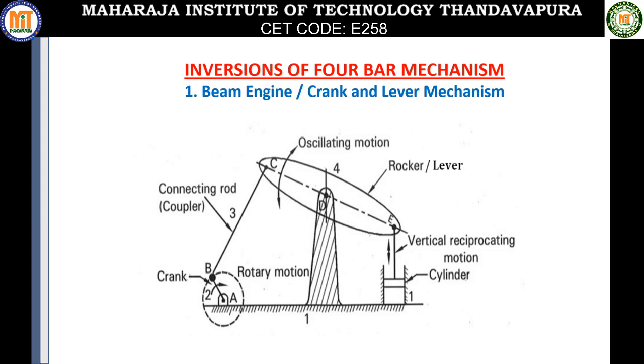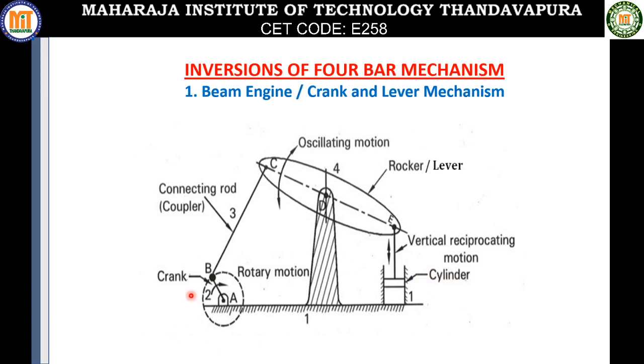Now let us look into some of the inversions of the 4-bar mechanism. By fixing different links at different stages, I get different kinds of motions or different kinds of mechanisms. Out of which the first one is the crank and lever mechanism, or commonly called beam engine. In this mechanism, the basic purpose is to convert the rotary motion at one end to the reciprocating motion at the other end.